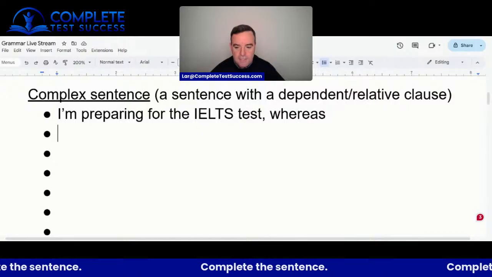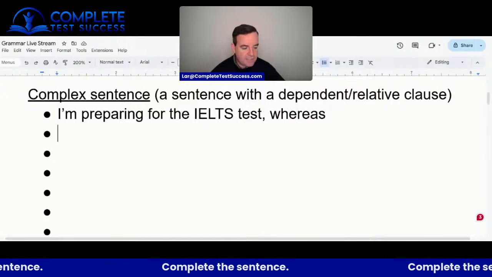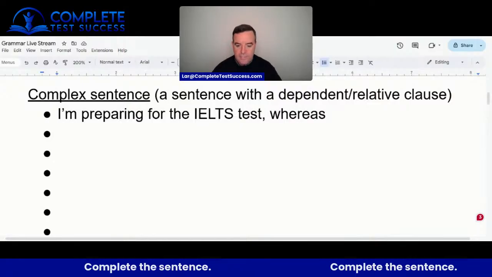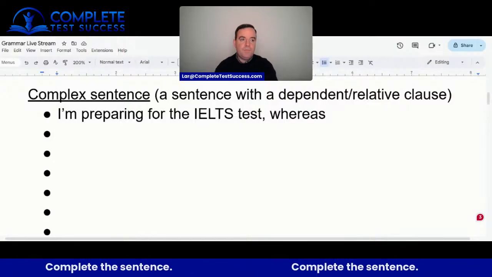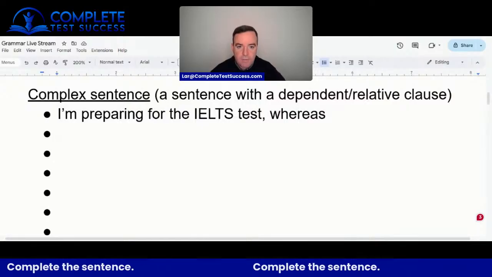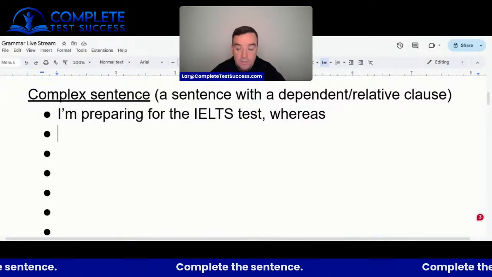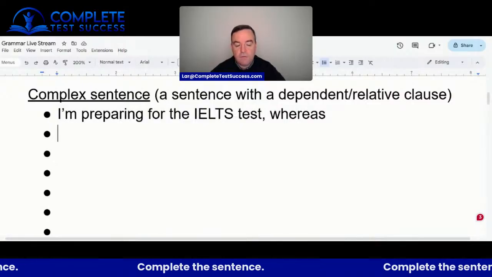So I'm just giving you an idea of what is considered a complex sentence. I don't recommend that every single sentence you have has a cohesive device at the start or in the middle, because if you overuse them, that's also a problem for your coherence and cohesion score if you use them too often.